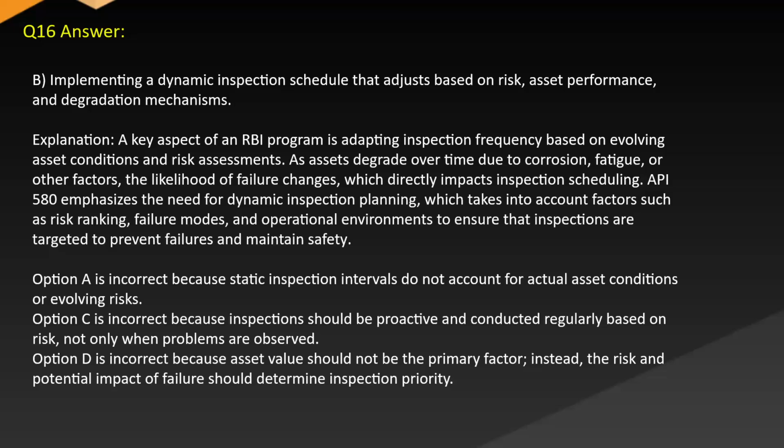Option A is incorrect because static inspection intervals do not account for actual asset conditions or evolving risks. Option C is incorrect because inspections should be proactive and conducted regularly based on risk, not only when problems are observed. Option D is incorrect because asset value should not be the primary factor. Instead, the risk and potential impact of failure should determine inspection priority.